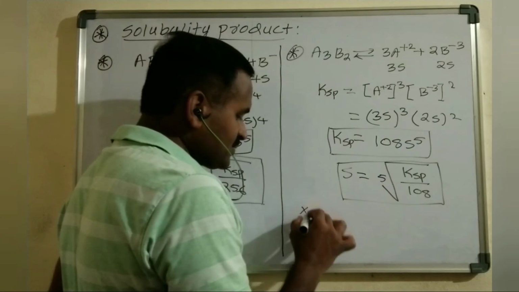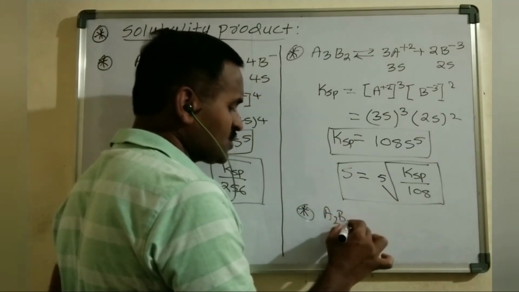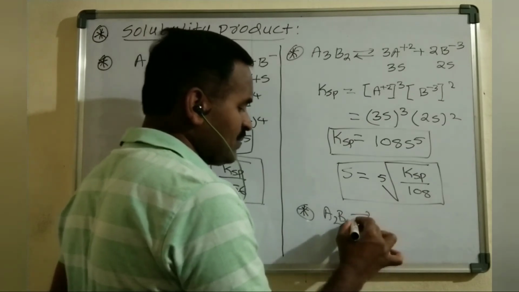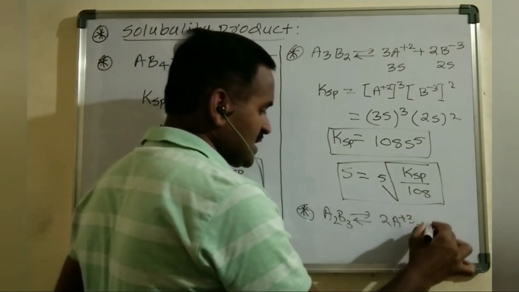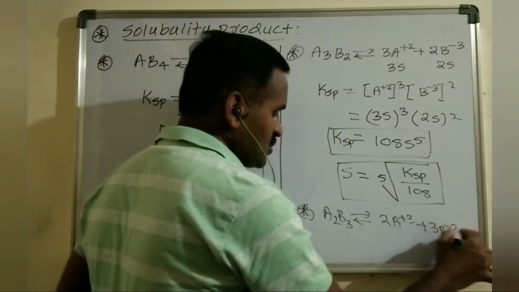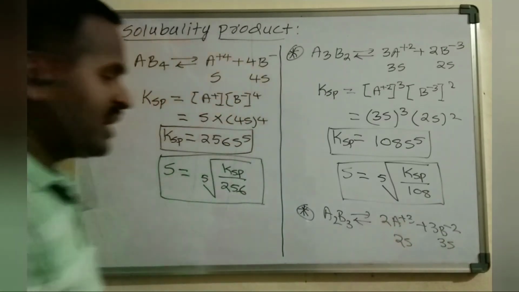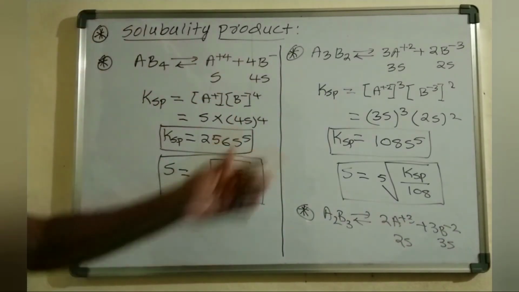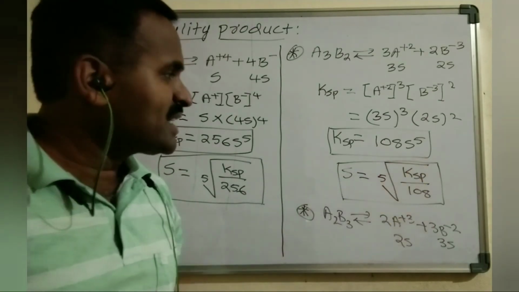Even for the A2B3 type of electrolyte, you will get the same. Here it dissociates into 2A^3+ and 3B^2-. So you will get solubility 2S and 3S, and again for the same you will get Ksp equal to 108 S^5.